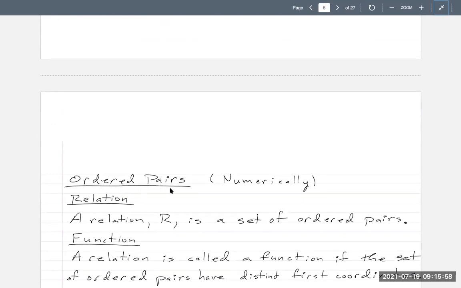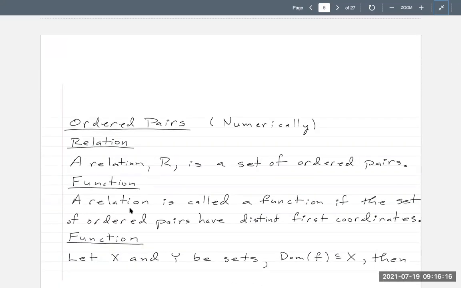Let me look at the idea of a function numerically. So let's first consider ordered pairs. A relation R is a set of ordered pairs. A relation is called a function if the set of ordered pairs have distinct first coordinates.